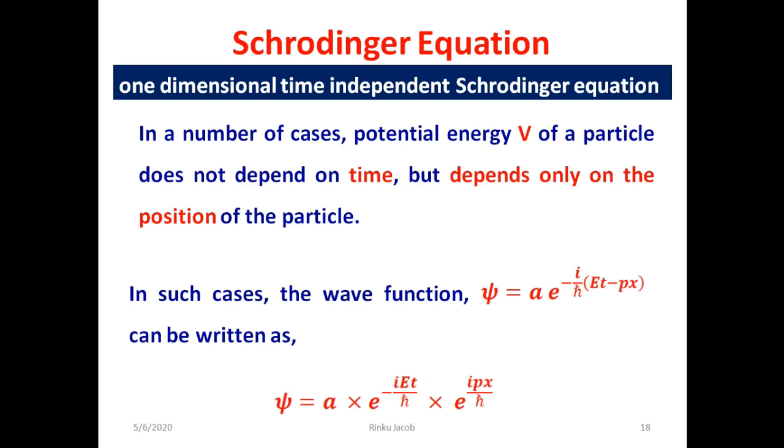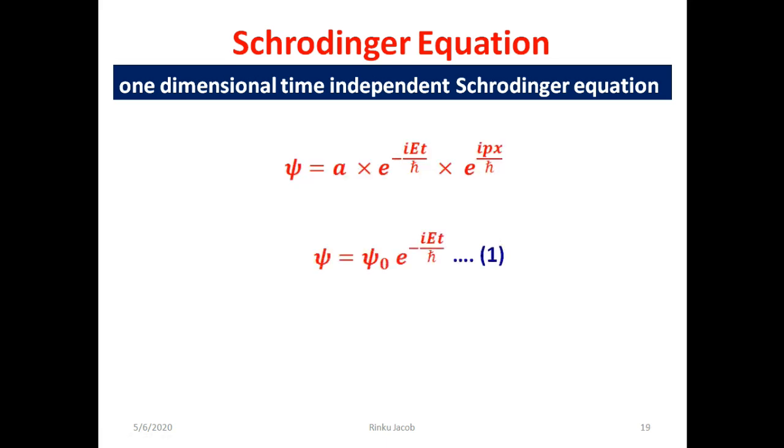For that, we write the wave function as ψ is equal to A into exponential minus iEt/ħ into exponential ipx/ħ. That is ψ is equal to ψ0 exponential minus iEt/ħ. That is equation 1. Where ψ0 equal to A exponential ipx/ħ.